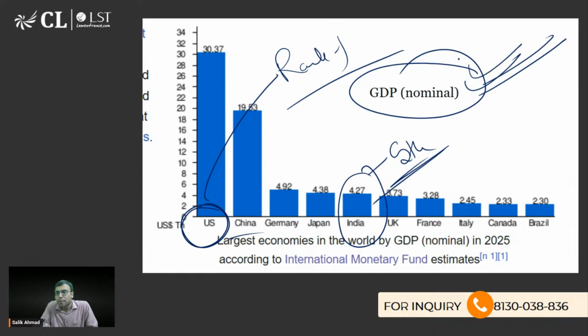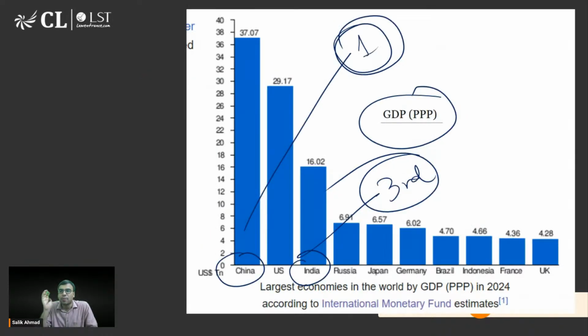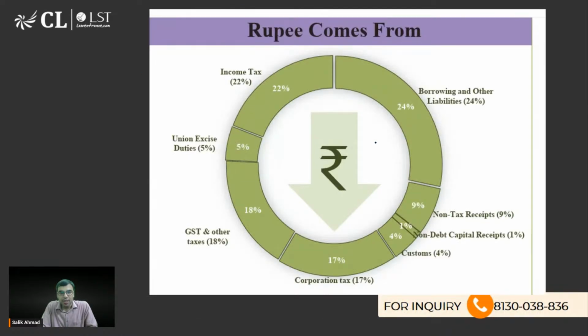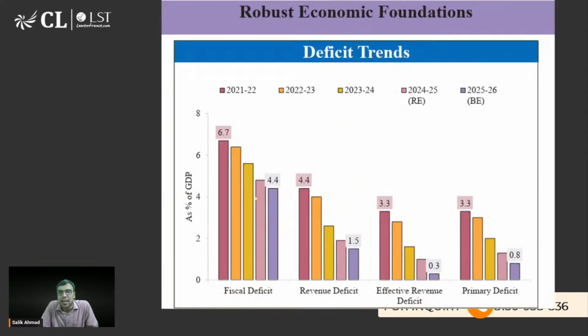ठीक है, अभी मैं PPP और नॉमिनल इन डिटेल डिस्कस नहीं कर रहा हूँ, because otherwise the class will become very long, but you have to understand. ये हम discuss करेंगे economic survey class में. Tomorrow at 6 p.m. we'll be having an economic survey class. ठीक है, 6 p.m. पे, so we'll discuss in detail about these things.